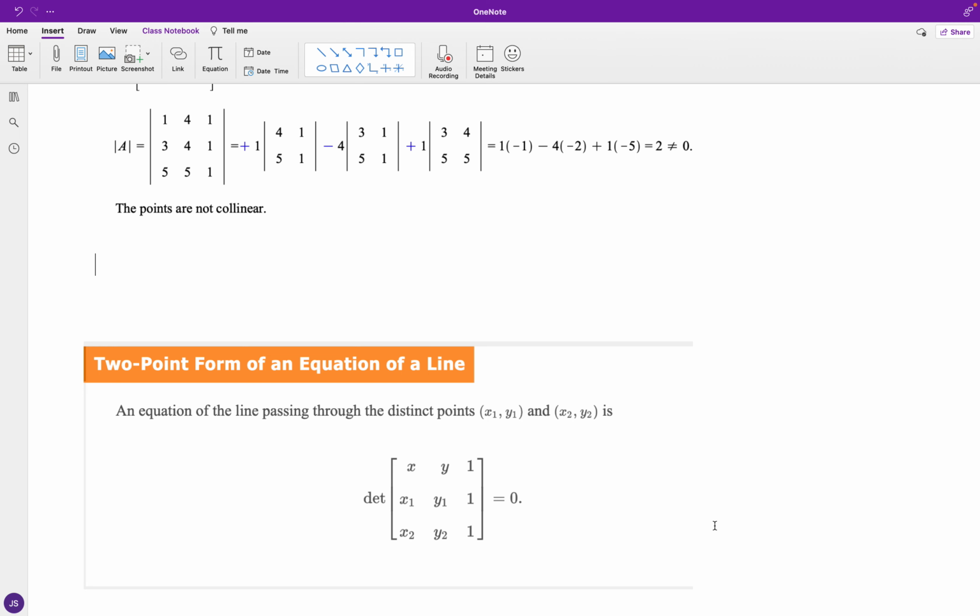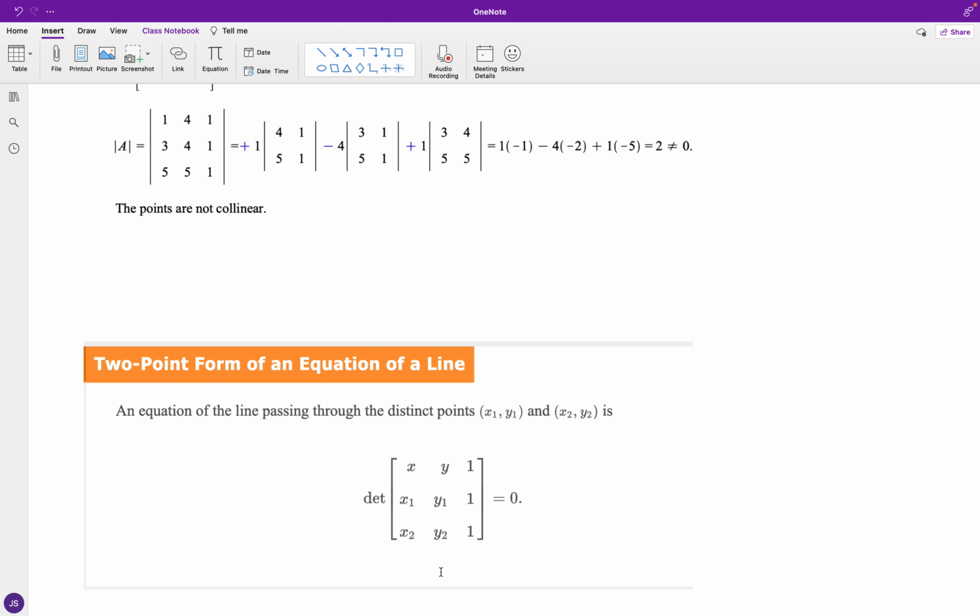Now, in the world of matrices and determinants, an equation of the line passing through the distinct points (x1, y1) and (x2, y2) is given by the determinant where the first row has the letters x, y, and 1. The middle row has the coordinates x1, y1, followed by 1. And the last row has the second point, x2, y2, followed by 1. The value of the determinant is equal to 0.